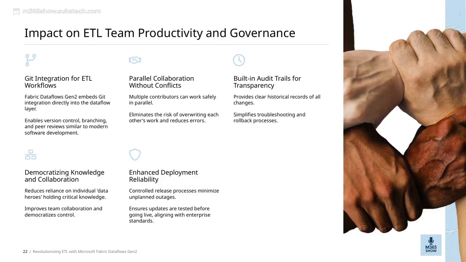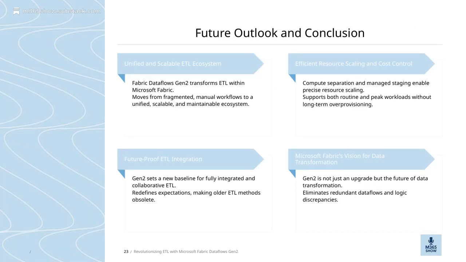Now, as we reach the final slide, let's look to the future and consider what lies ahead. Gen 2 is not just an upgrade, it's truly the future of data transformation. It helps us eliminate redundant data flows and reduces logic discrepancies, making our processes more streamlined and reliable. Microsoft Fabric's vision for data transformation is clear. Gen 2 sets a new standard for fully integrated and collaborative ETL workflows. This means we're redefining expectations and making older, more manual methods obsolete.